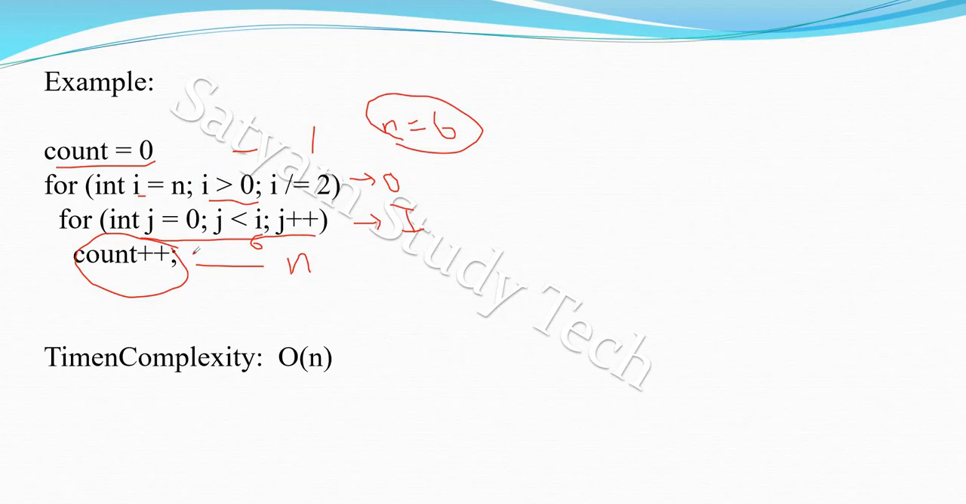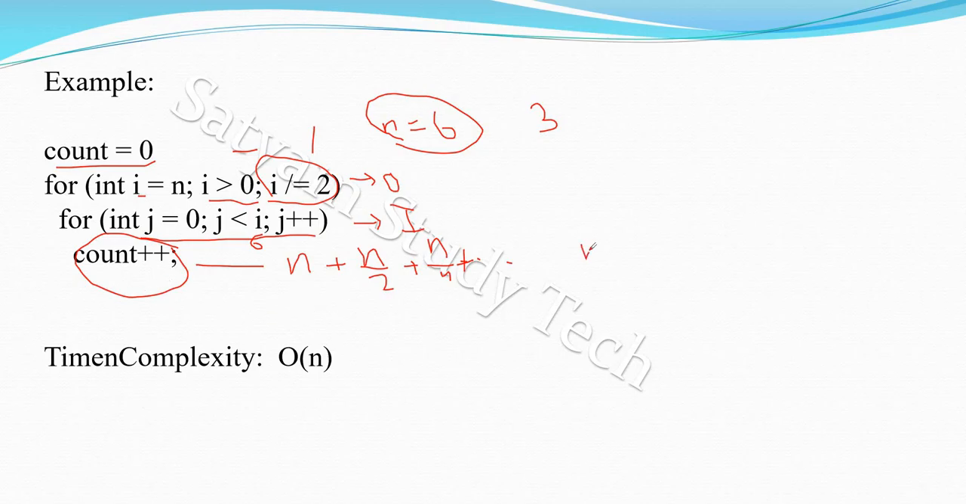Next iteration, here the inner loop is terminated and i equal to n by 2, so the next value is n by 2, that is, the n value is 3 now. So this statement is executed here n by 2 times. Next again here n by 4 times. Like that, this statement is executed n plus n by 2 plus n by 4 plus and so on times. So these are the times this statement is executed.